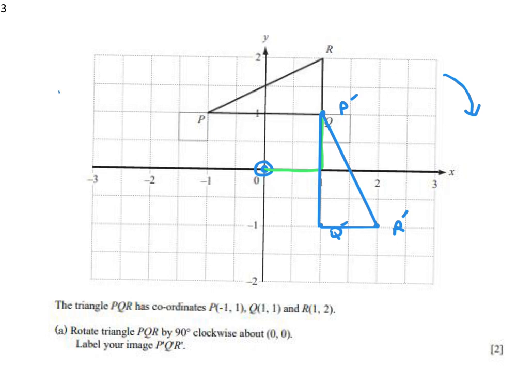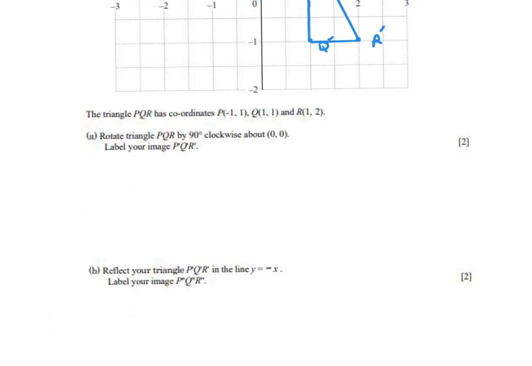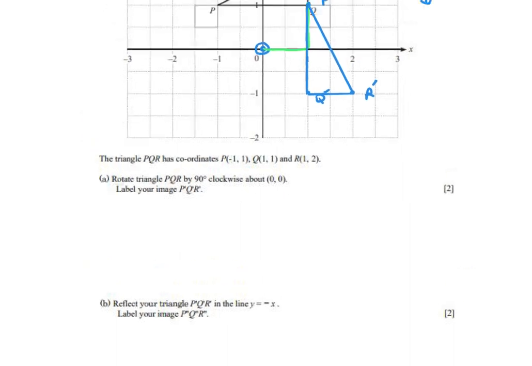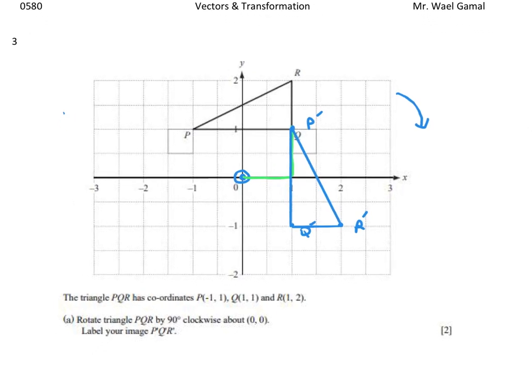Now after we draw this triangle, P dash, Q dash, R dash, we need to reflect the new triangle in the line y equals negative x. So we need to find the image of this triangle by reflection in the line y equals negative x. You can draw the line y equals negative x. This is the mirror line passing through the points 0, 0 and 1, negative 1. You can join the line.